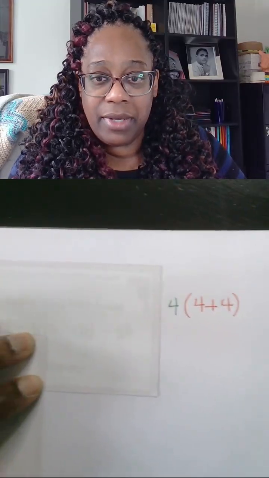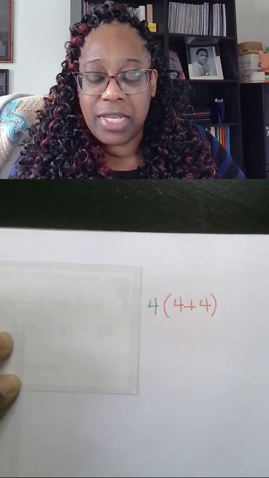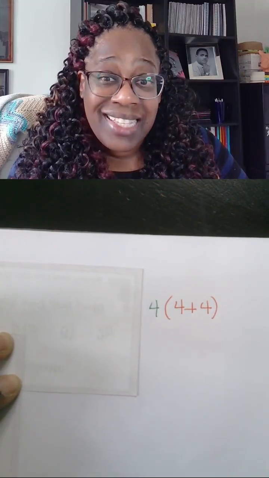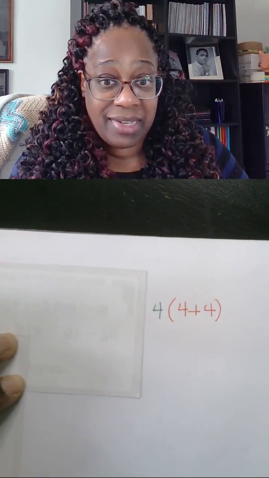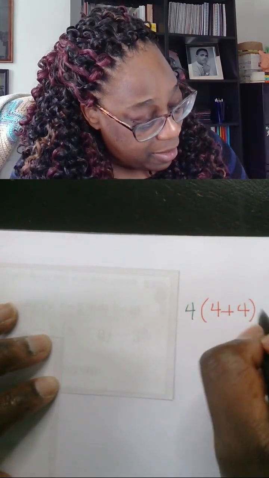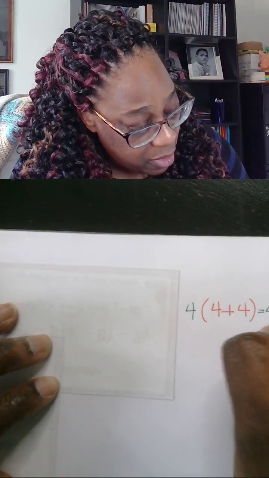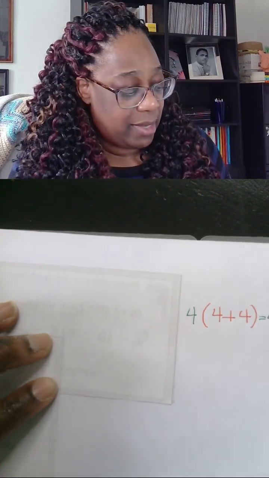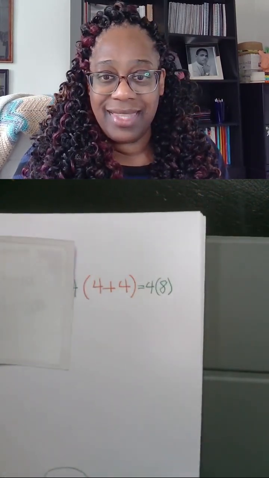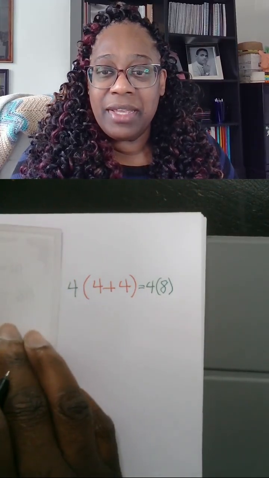Flip. There you go. Okay, we're going to focus our attention on this. So inside the parenthesis, we got 4 plus 4. 4 plus 4 gives us 8. So that means you have 4 times 8. And you can't see that because I need to do this. There we go. All right.